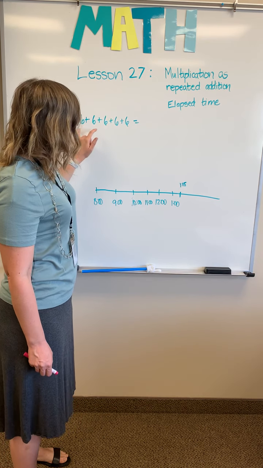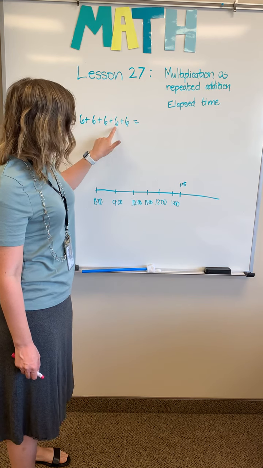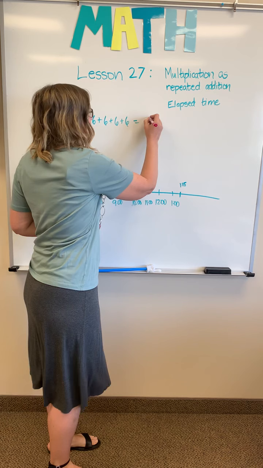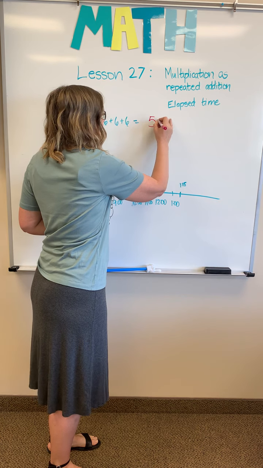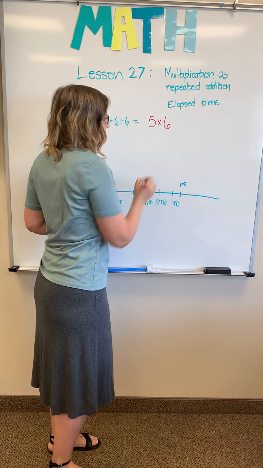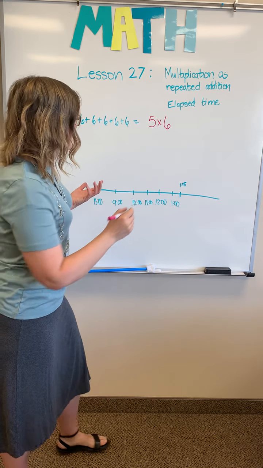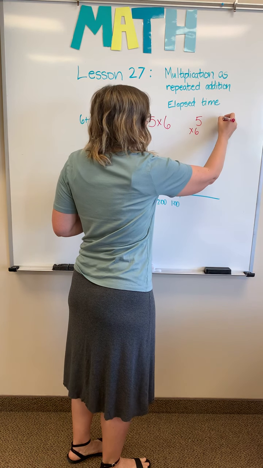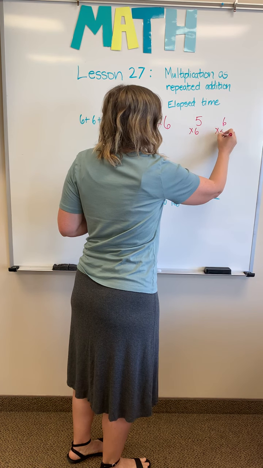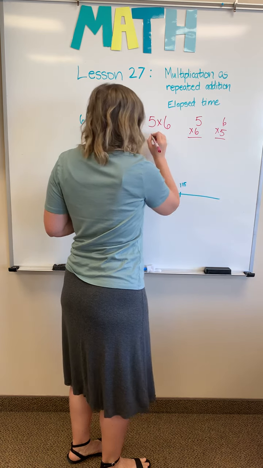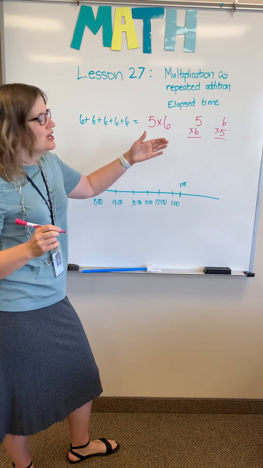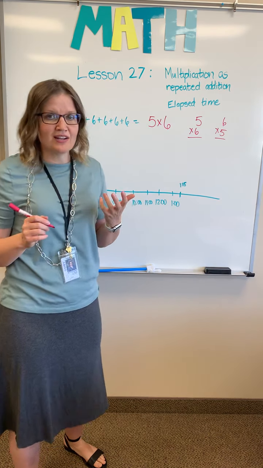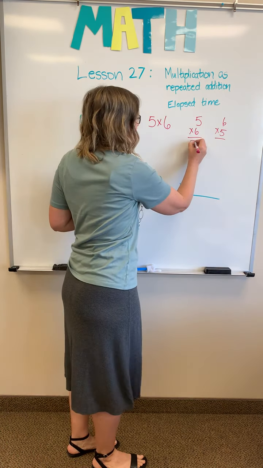I can look at this and say, I've got 5 groups of 6. And I can say this equals 5 times 6, or we can say 6 times 5. And rather than having to add each number up, once we know that this is a multiplication problem, we can think of our math facts and we automatically know, ta-da, 30.